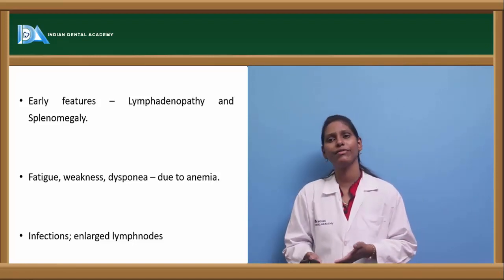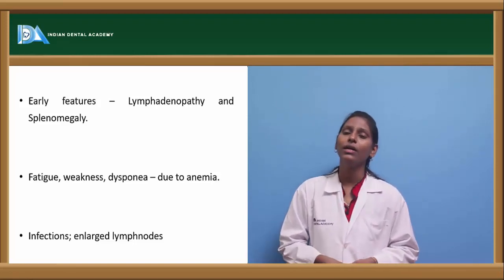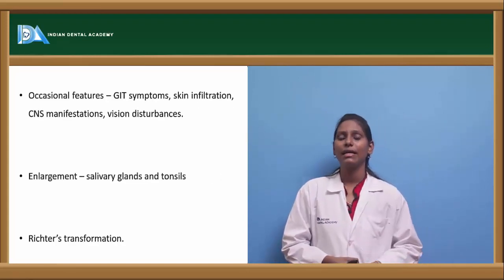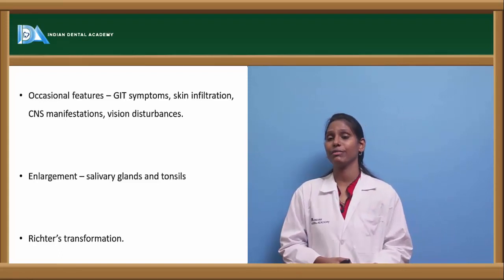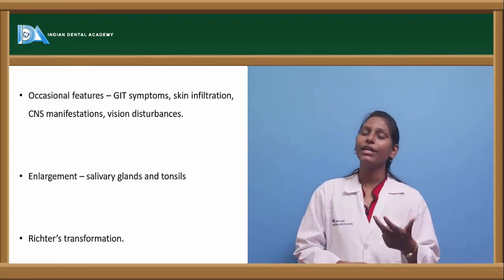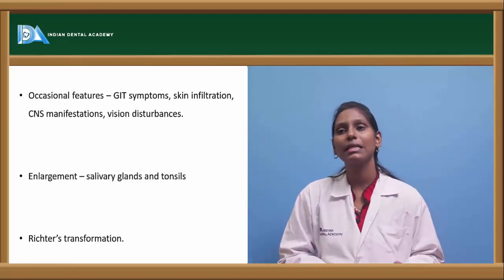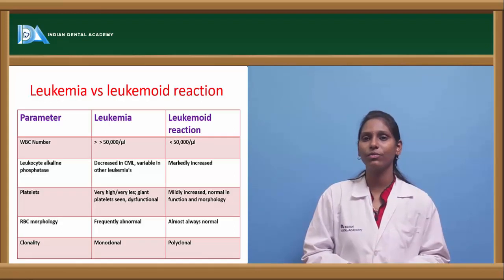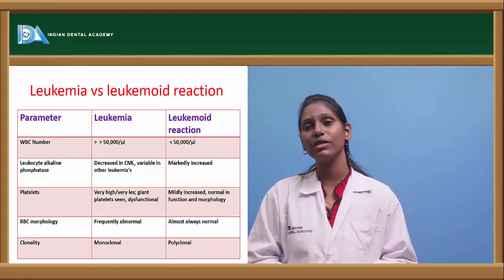Patients usually have fatigue, weakness, dyspnea because of anemia. Infections and enlarged lymph nodes are commonly encountered. Enlargement of salivary glands and tonsils is because of infiltration. Remember, because of infiltration, there will be decreased salivation. And we have occasional features like GIT symptoms, skin infiltration, CNS manifestations. We also see vision disturbances. Richter's transformation is one of the common features in this disease.